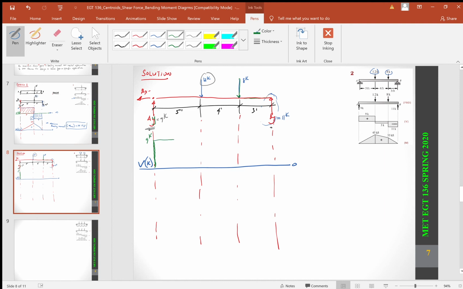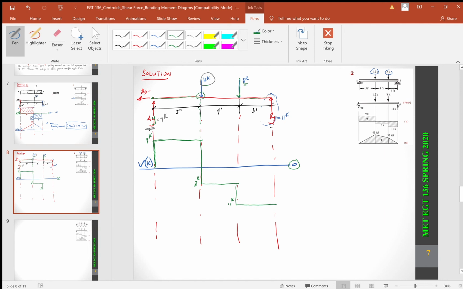And we go over, because there's no force between the support reaction and the next point load here. So we just go over. Once we get to this 12 kips, we have to respect it, in other words. So we had 9 kips, but we have 12 kips, so it's going to bring us down to 3 kips. 12 minus 9 gives us 3, but that's below the 0 line here. So then we go over again. We have another 8 kips. It brings us further down. That brings us to 11 kips.